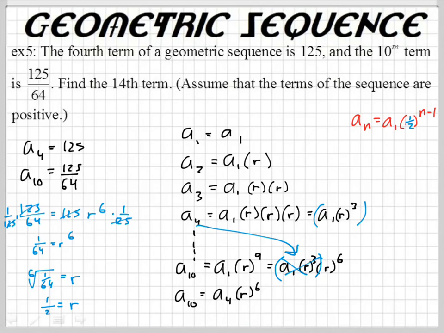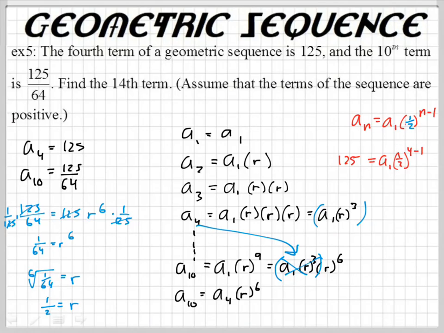Can I show you guys the algebra way? Okay. That was great. Great mental math there. The algebra way looks like this. Instead of saying a sub n, let's say a sub 4. A sub 4, because we know that. Then we go a sub 1, 1/2 raised to the, it wouldn't be n minus 1, it would be 4 minus 1. We know what a sub 4 is. What is a sub 4? 125. And so to find a sub 1, what you would do is you would divide both sides by this.